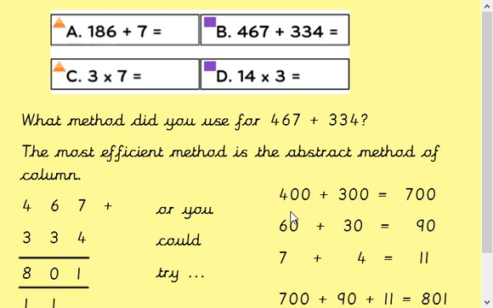So here you can see that we're adding the hundreds together. So 400 plus 300 will give you 700. Then we move to the tens column. So 60 plus 30 would be 90. And then finally, we're with the ones column. 7 plus 4 would equal 11. And then what we would need to do is recombine those totals. So 700 plus 90 plus 11 would give us 801. And if we wanted to, we could check back to make sure that these two both agree.